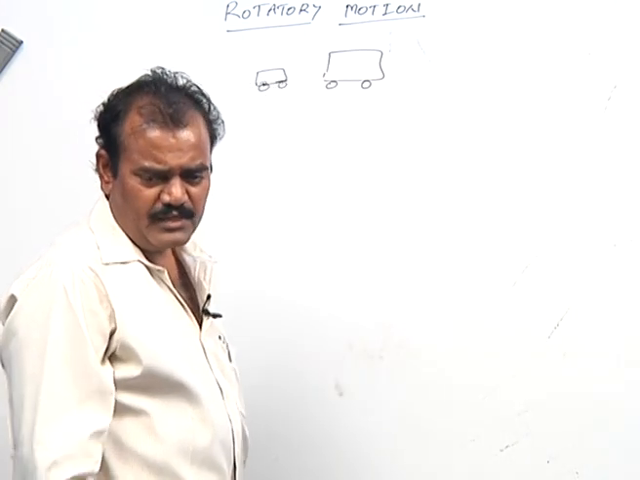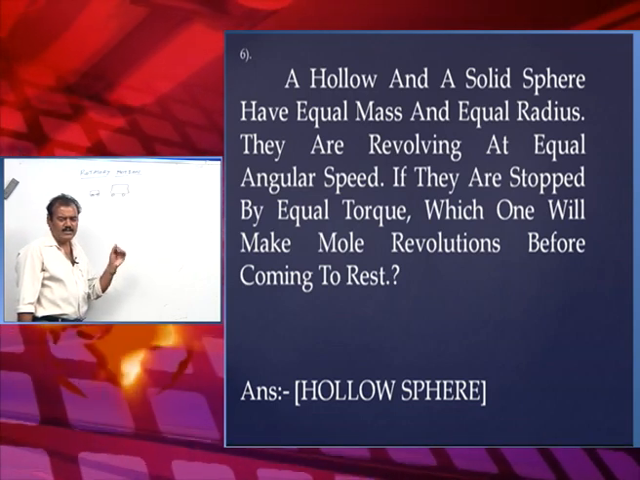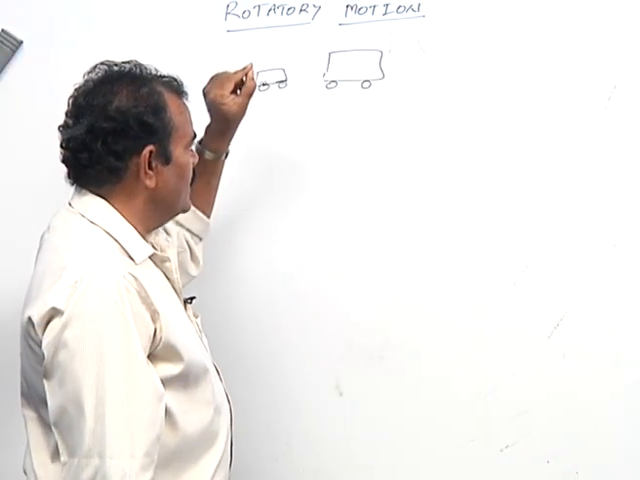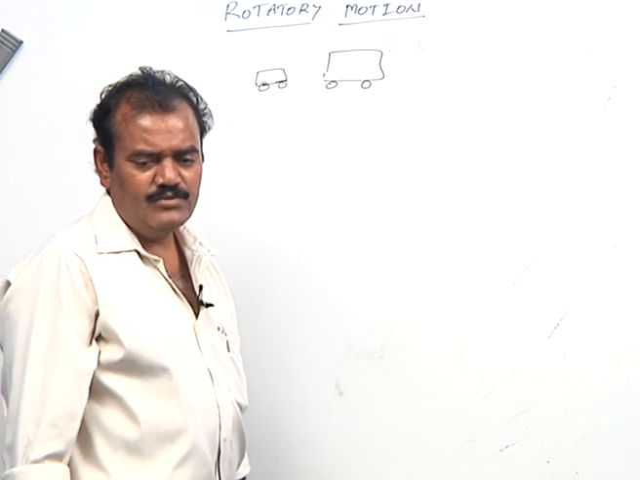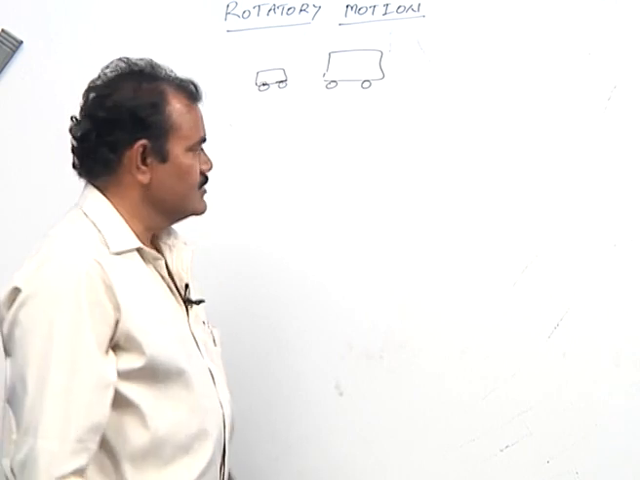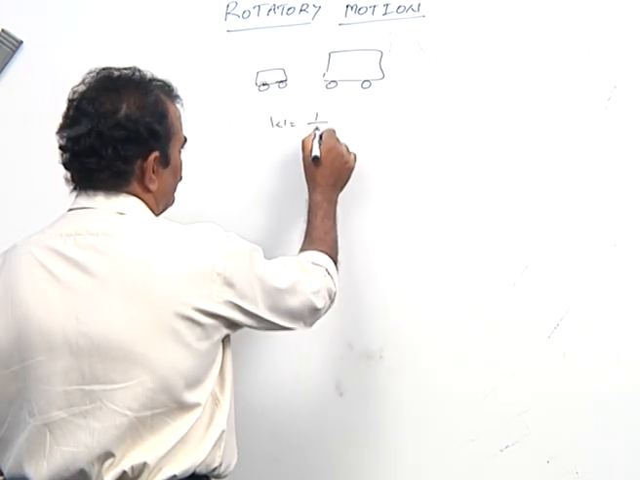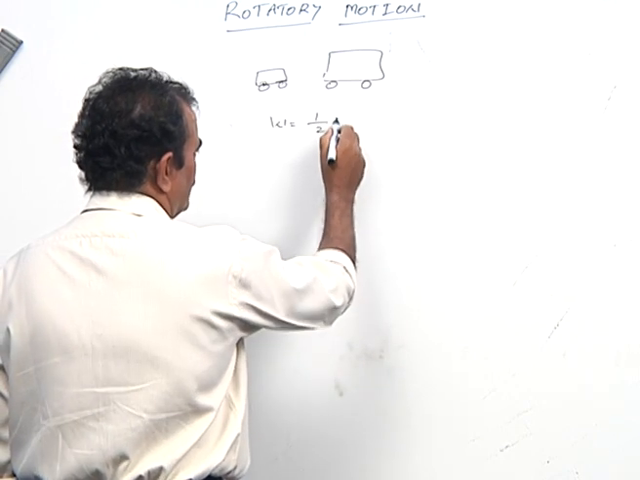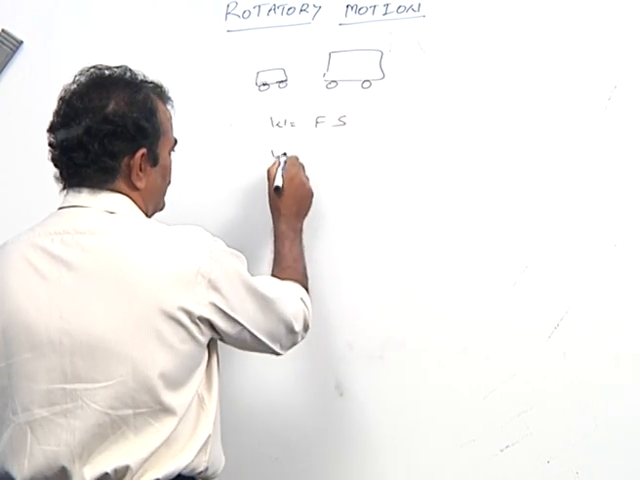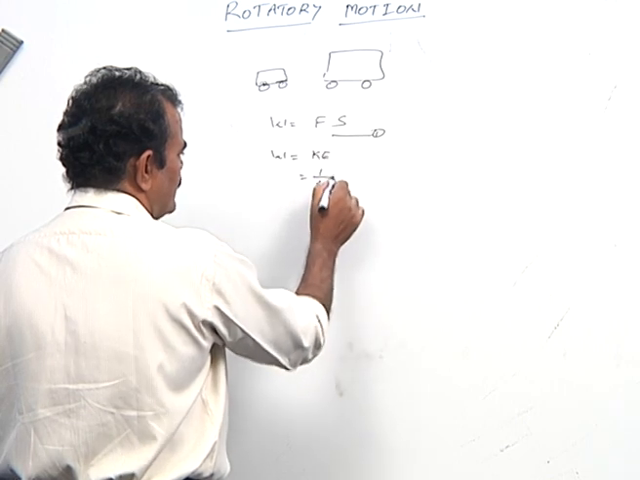Here in this case, you are given that they are moving with the same angular speed. They are stopped by equal torque. There, they are stopped by equal braking force. Then which travels a shorter distance or more distance before coming to rest? So in that case also, what we are taking is W is equal to half mv square. W is equal to Fs, that is the general formula. And W is equal to KE, which is nothing but half mv square.